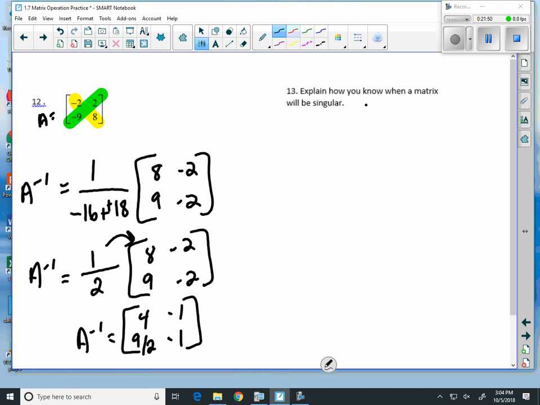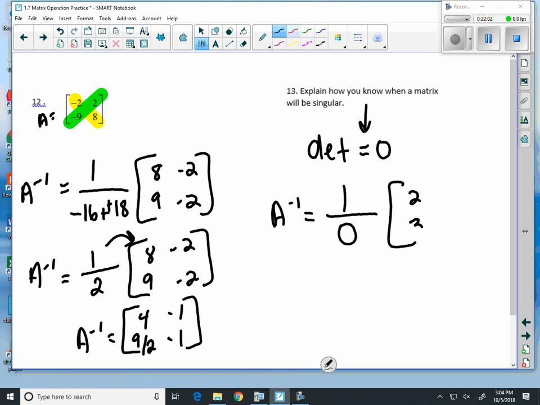Okay, we kind of talked about this on number 11, but a matrix is singular when the determinant equals 0. For example, if we're finding our inverse, and we get 0 right here, if that is 0, this is the telltale sign that it's singular.